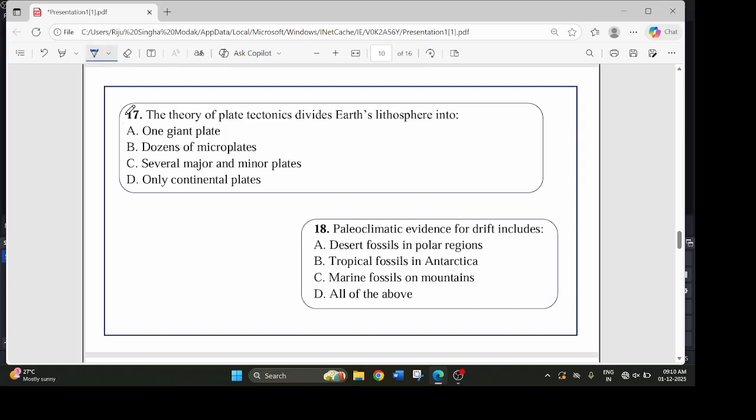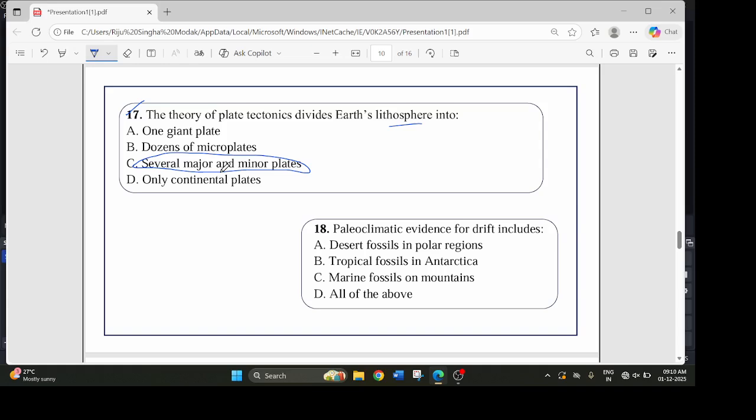Next is question 17. The theory of plate tectonics divided the Earth's lithosphere into one giant plate, a dozen microplates, several major and minor plates, or only continental plates. The correct answer is several major and minor plates.